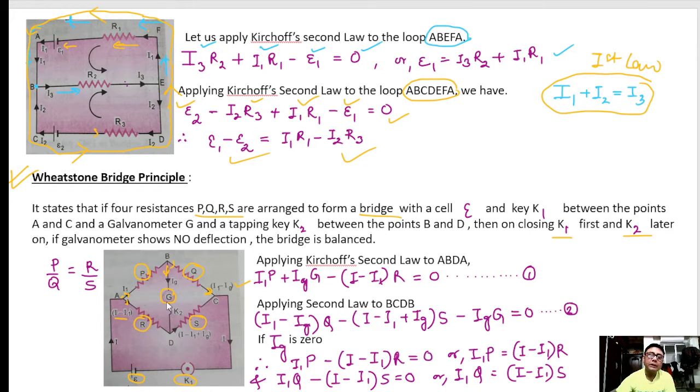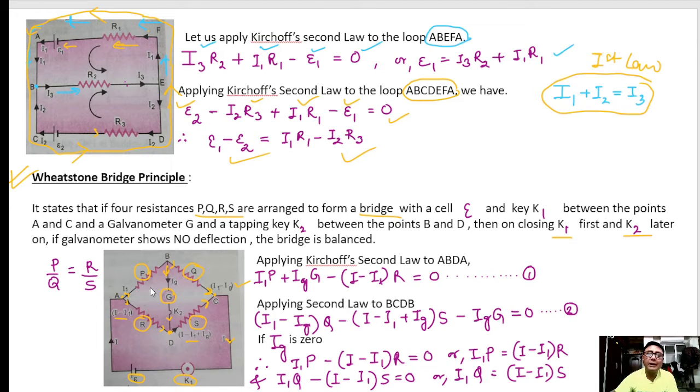Now Ig current comes from here, I minus I1 current comes from here. They meet at this point, they add up, and it becomes I minus I1 plus Ig, which goes in this direction. And when these two currents meet, the net result is again I, which is returning back. Clear? So this is how the Wheatstone bridge actually works.